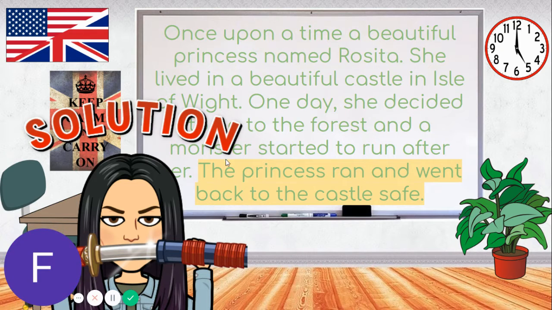Then we have the solution, right? The princess ran and went back to the castle safe. So that is the solution to the problem and another characteristic of a fiction text.